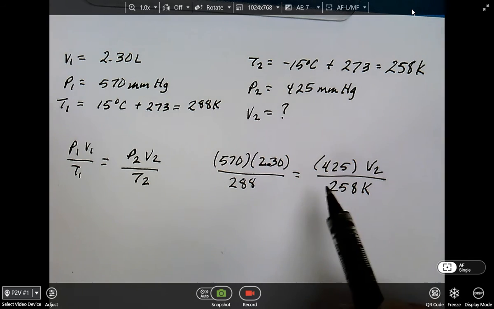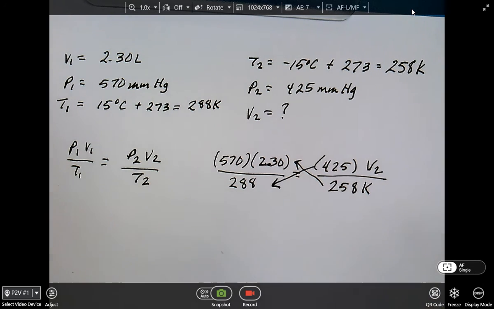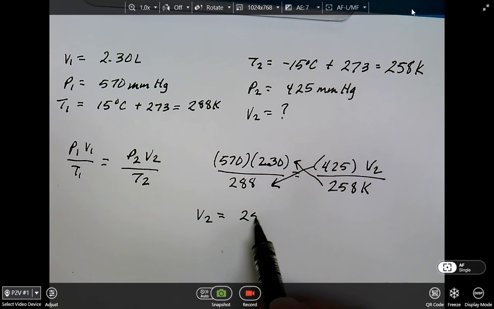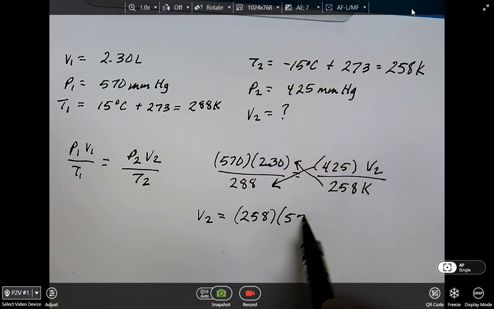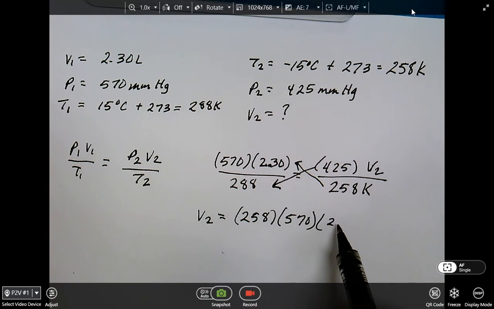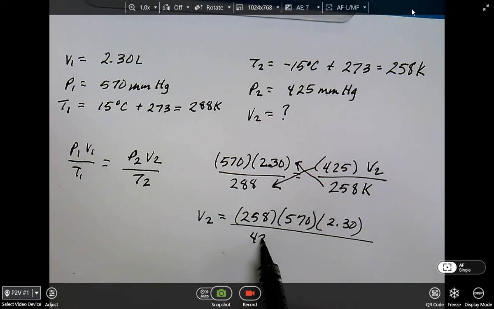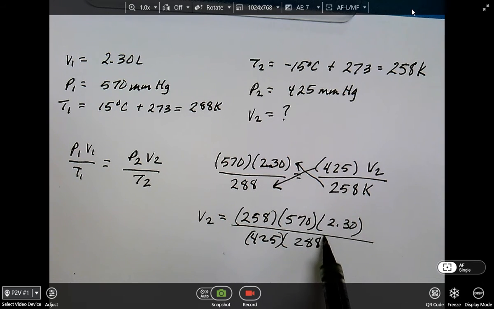Well, we can use cross multiplication. So we're going to bring the 258 over here to the top, and we're going to bring the 425 over here, and we're just going to flip everything. So what we end up with is V2 is equal to 258 times 570 times 2.30 divided by 425 divided by 288.